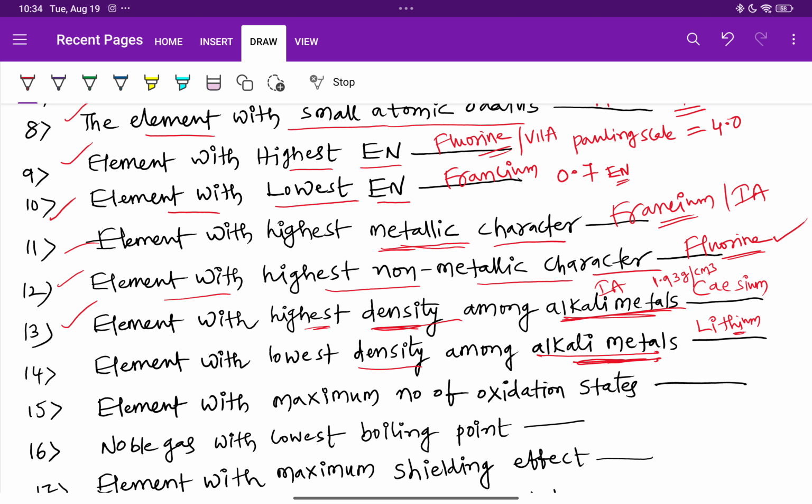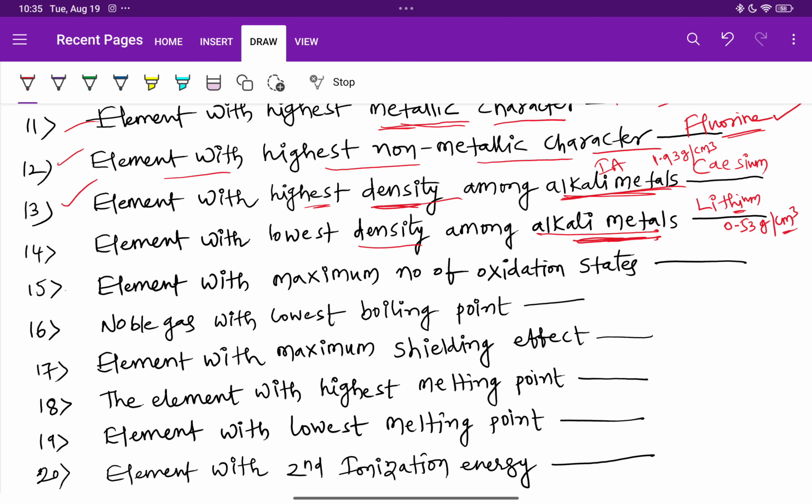Lithium is the element with the lowest density among alkali metals. And what is the density of lithium? 0.53 gram per centimeter cube. Then 15th question, element with the maximum number of oxidation states. So that is manganese, very important.